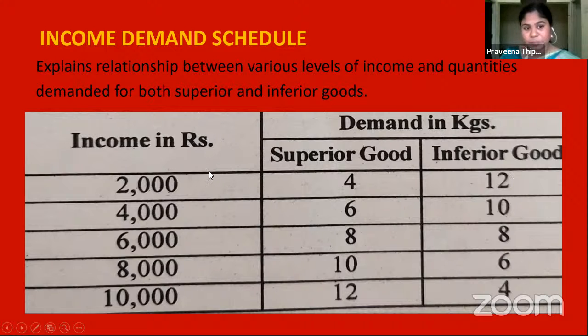When you observe this table, as the income of the consumer increases from 2000 to 10,000, the demand for superior goods is also increasing. See children, from 4 kgs, the demand has increased to 12 kgs. And the demand for inferior goods, when the income was 2000, was 12 kgs, and as the income of the consumer is increasing, the demand for inferior goods is being reduced. So what do you observe from this? As the income of the consumer increases, the demand for superior goods increases and the demand for inferior goods decreases.